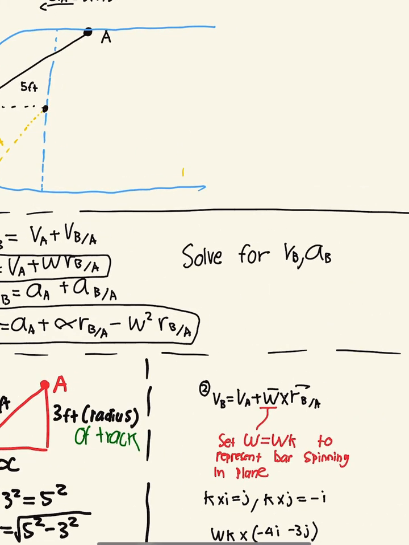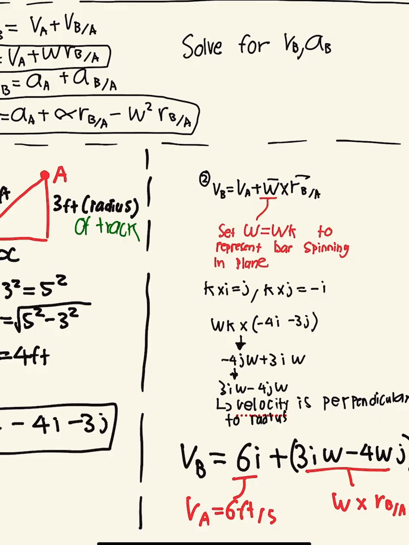We're going to be solving for velocity and acceleration at point B. First, given the length of the rod to be 5 foot and the radius from here to the center to be 3 foot, we can set the radius as the height of this, and we can solve for the x component of r from A to B, which using the Pythagorean theorem, we found out to be 4 foot.